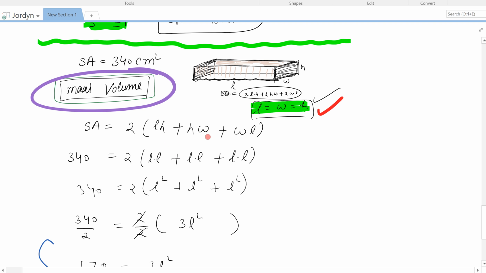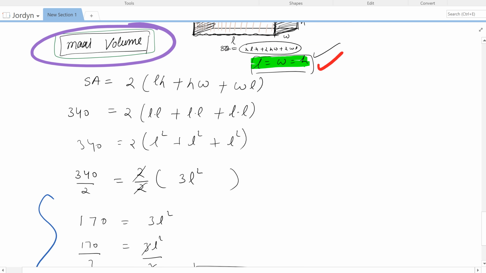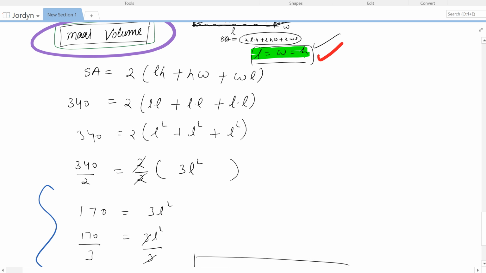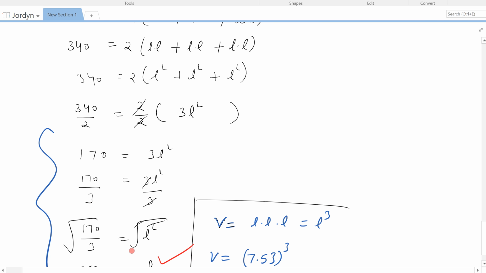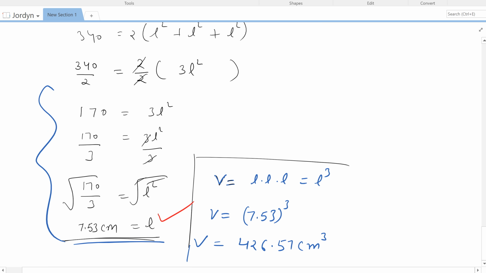So we write L everywhere. We get L squared, L squared, L squared, so we have 3L squared. We now divide both sides by 2 to get rid of that 2, and then we have 170 equals 3L squared. So we divide by 3, then take the square root on both sides, so we isolate L. L is the dimension, meaning one of the sides, and all the sides are the same in this box. Length, width, height are the same.